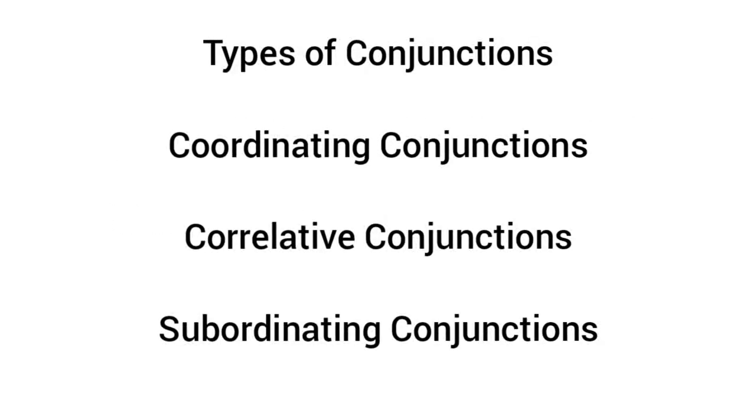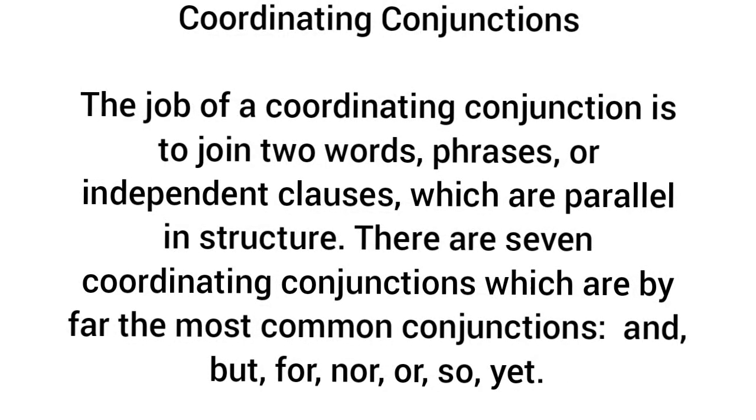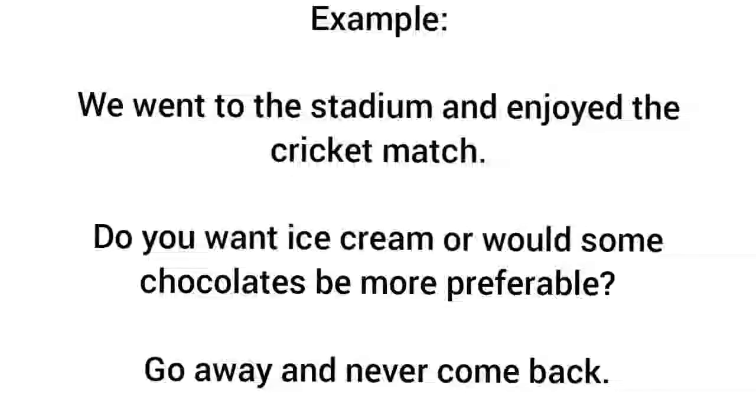Now let us look at the types of conjunctions: coordinating conjunctions, correlative conjunctions, subordinating conjunctions. Now let's see what coordinating conjunctions are. The job of a coordinating conjunction is to join two words, phrases or independent clauses which are parallel in structure. There are 7 coordinating conjunctions which are by far the most common conjunctions. Example: we went to the stadium and enjoyed the cricket match. Do you want ice cream or would some chocolates be more preferable? Go away and never come back.